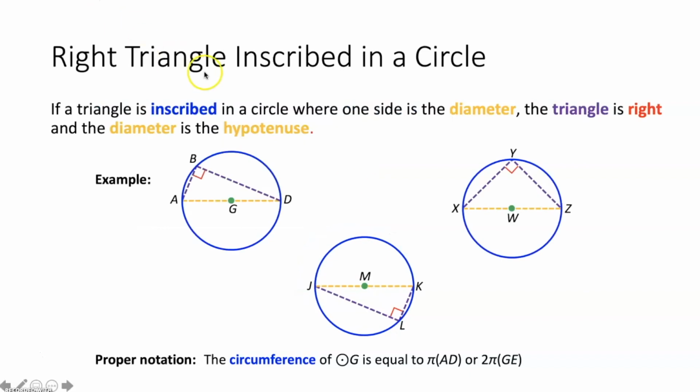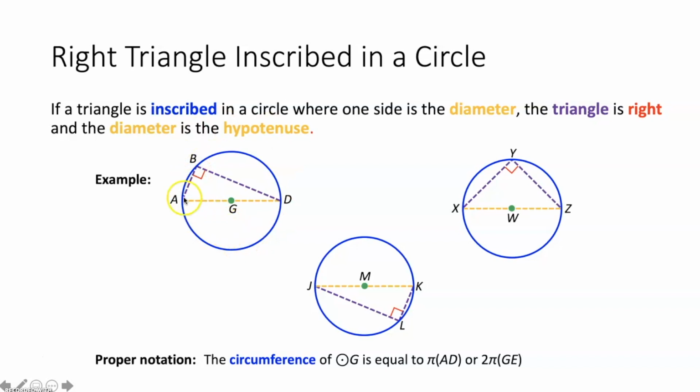Now let's talk about right triangles inscribed in a circle. So if a triangle is inscribed in a circle where one side is the diameter, then the triangle is right and the diameter is the hypotenuse. So all this is saying is that if you inscribe a triangle in a circle, meaning each of the vertices lie on the circle, and one of the sides of your triangle is the diameter of the circle, then that triangle has to be a right triangle.